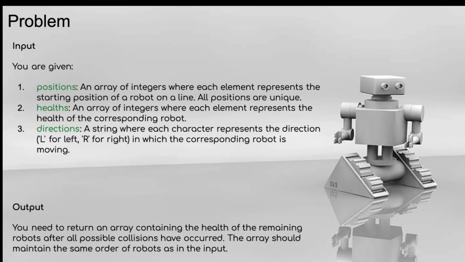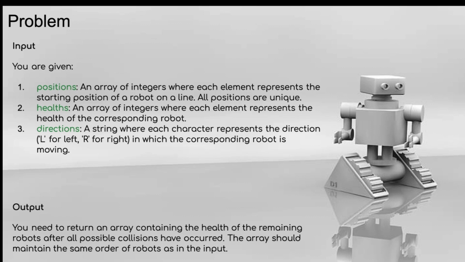The input: you are given positions, an array of integers where each element represents the starting position of a robot; health, an array of integers where each element represents the health of the corresponding robot; and directions, a string where each character represents the direction, L for left, R for right, in which the corresponding robot is moving. The output: you need to return an array containing the health of the remaining robots after all the possible collisions. I hope you understood the problem, right?